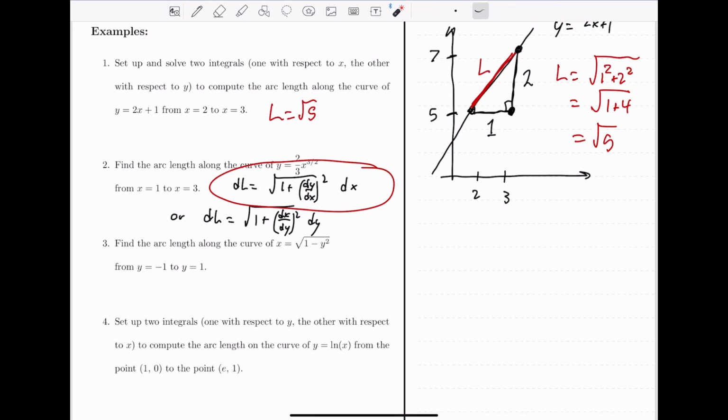Finally, let's work through example 4. We want to set up two integrals, one with respect to y, one with respect to x, to compute the arc length of the curve y equals natural log of x between these 2 points. We won't actually bother to evaluate these integrals, we'll just set them up, but we'll do this with respect to x and with respect to y.